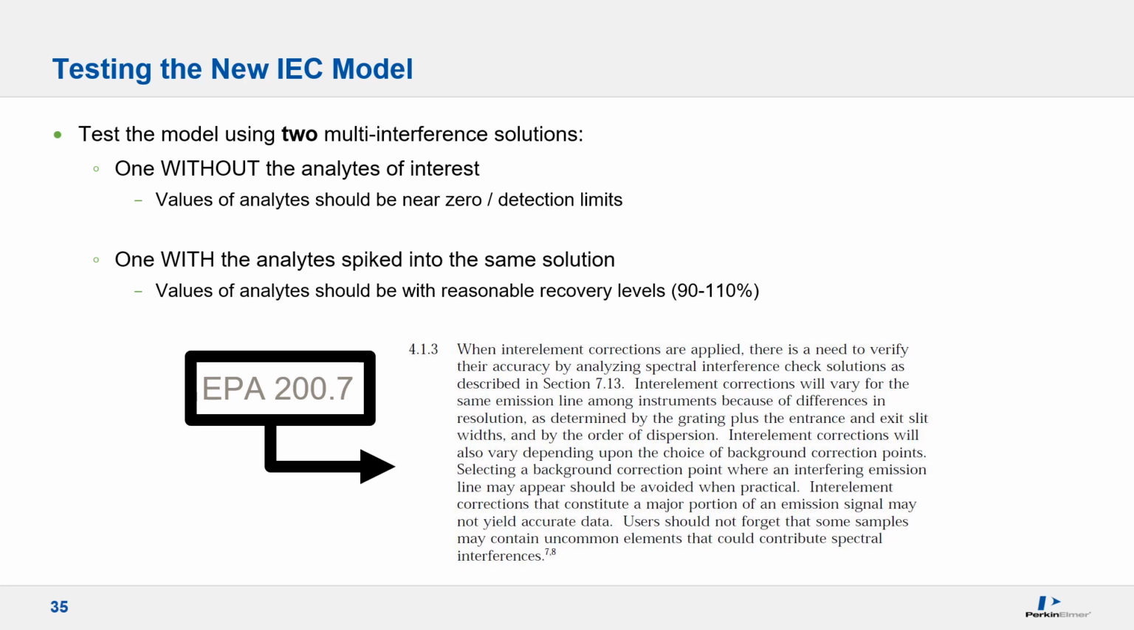One other note about testing your IEC model: if you find yourself in a regulated environment, such as a lab that is operating under EPA 200.7, you will need to test your interference correction as outlined in that regulation. In the case of 200.7, that means running spectral interference check solutions.